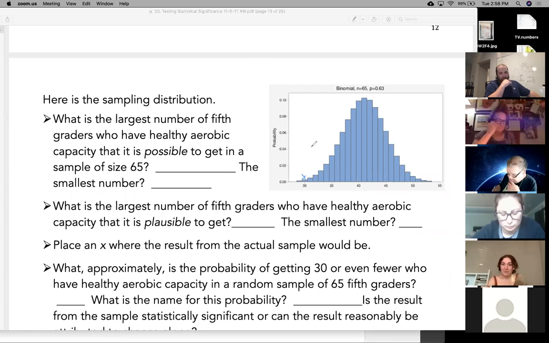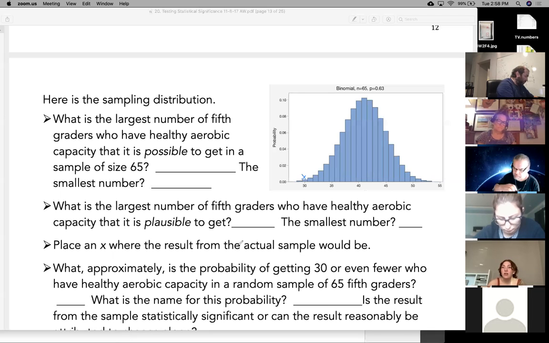Okay. Now, what approximately is the probability of getting 30 or even fewer who have healthy aerobic capacity in a random sample of 65? So I'm going to do it on my calculator here because I have the possibility of doing that. And I'm just going to give you the answer. So this is a binomial CDF. I'm just doing it on my calculator, so don't worry about the details. You have to show me how to do that. No, you don't have to. Just the results.